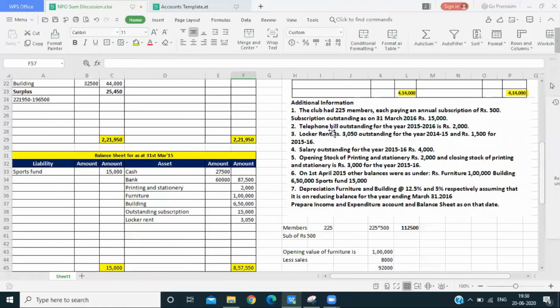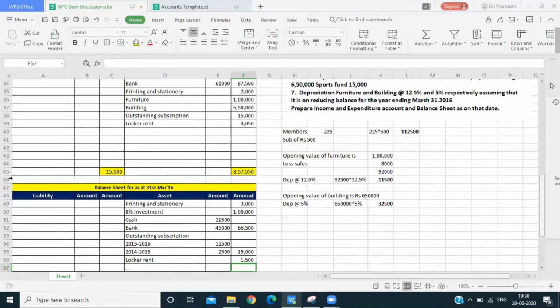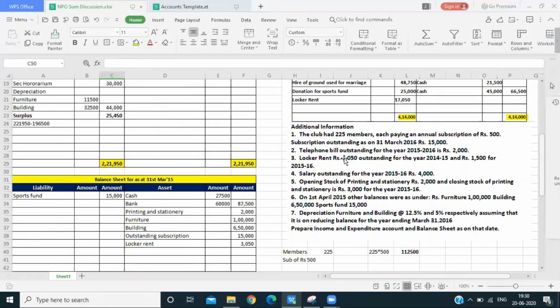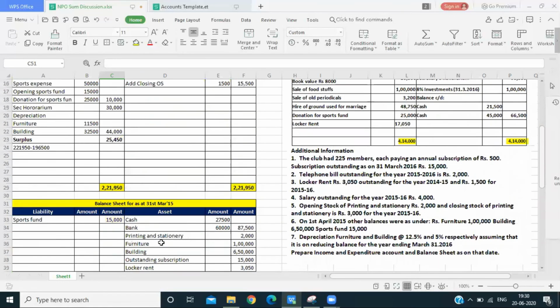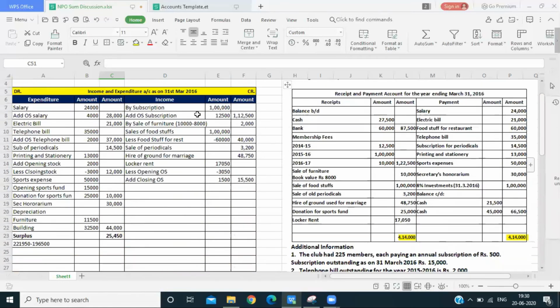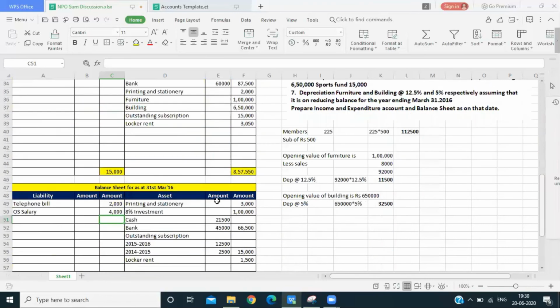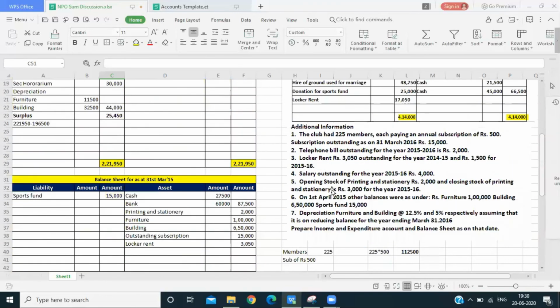So the next point, telephone bill is outstanding in the current year which is amounting to rupees 2,000. Telephone bill outstanding in the current year is 2,000. Locker rent, we have done the adjustment. Outstanding salary for the current year, we have 4,000 rupees. All this has to be shown in the closing balance sheet, because one leg we are showing in the income and expenditure account and the other leg has to be shown in the closing balance sheet.